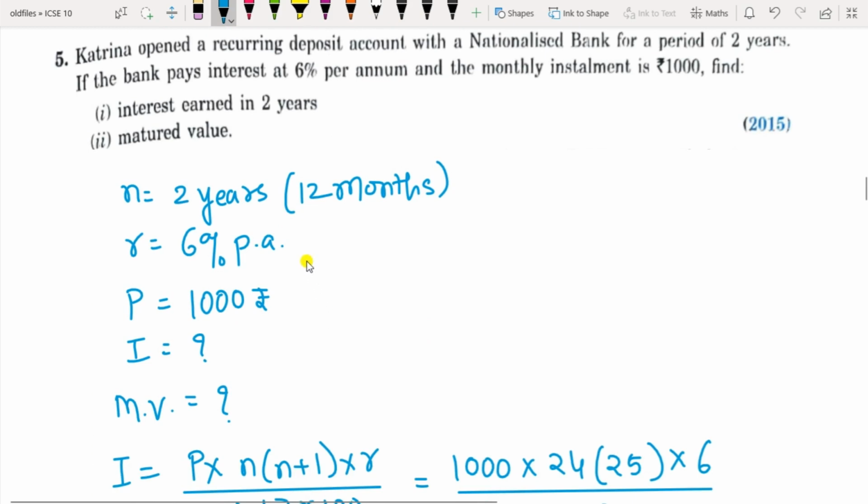Question 5 here is: Katrina opened a recurring deposit account with a nationalized bank for a period of 2 years. If the bank pays interest at 6% per annum and the monthly installment is 1000, find the interest and maturity value. So interest and maturity value you have to find. 2 years means 24 months here.